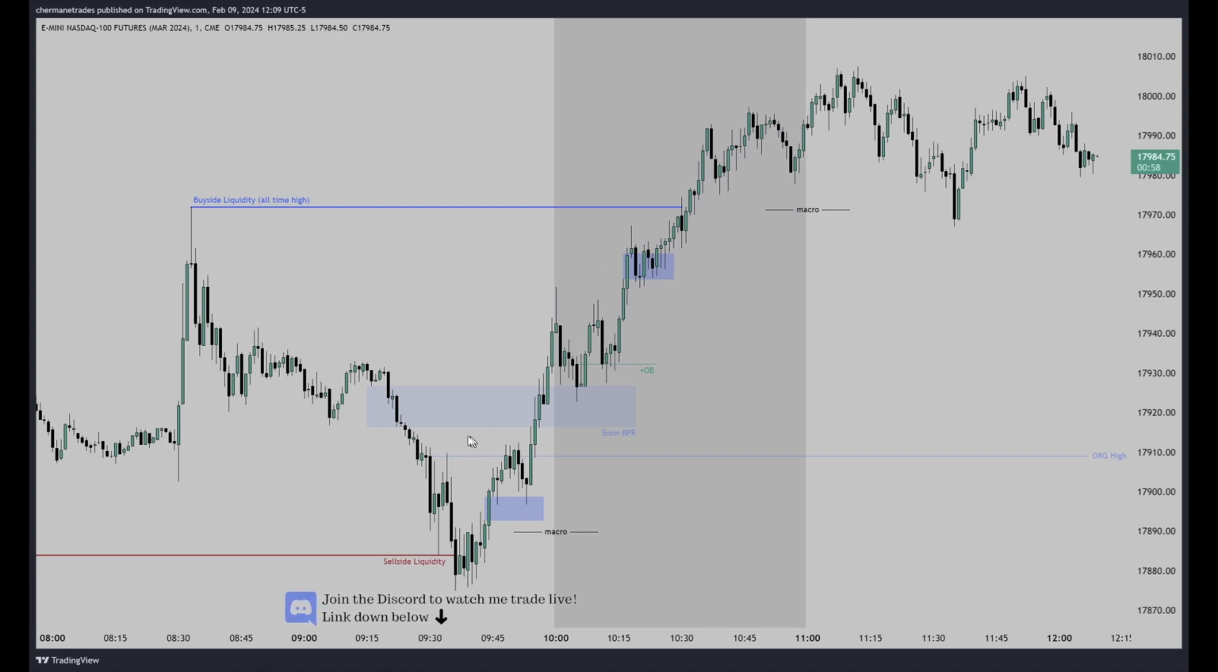First example here, all right? Let me say this. When it comes to displacement and manipulation legs and all those things, you have to have a bias on the daily chart. Okay, if you don't know where that daily candle is reaching for, you're going to get chopped up on the lower time frame, especially like the 1 minute or the 5 minute. So make sure you have that skill set of understanding bias on the higher time frame.